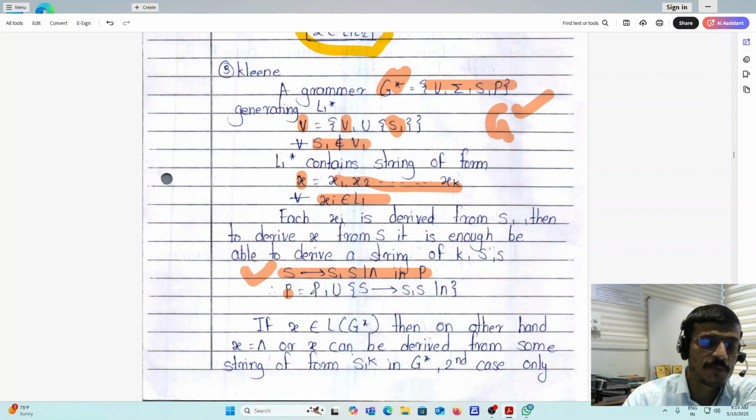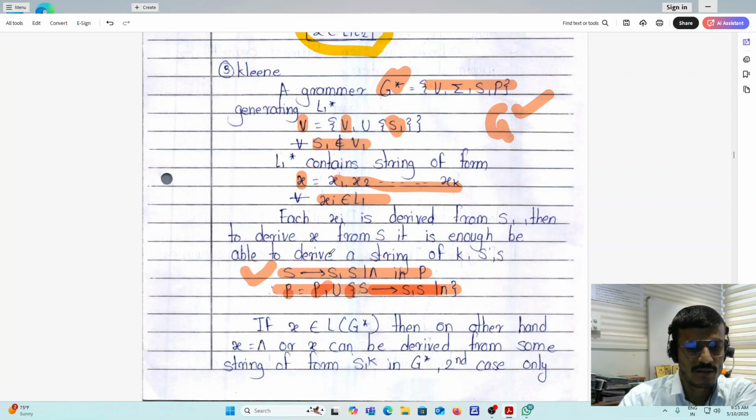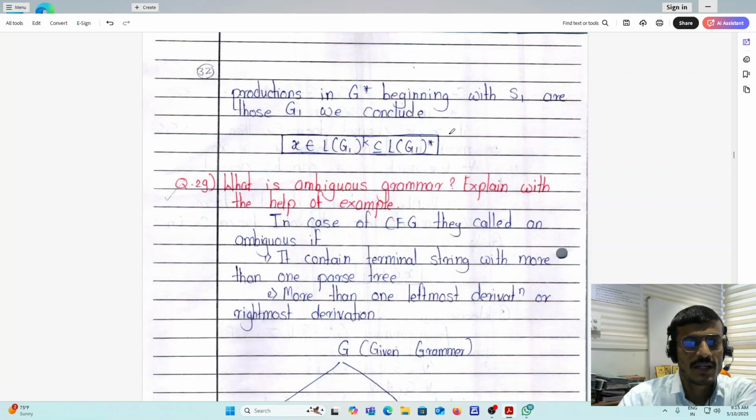This terminology you have to keep in mind. And finally, productions P will be what? P1 union S tends to S1 S or null. So these are the things you have to keep in mind and write in the examination. Okay, so that is about the clean operation. You have to keep this in mind.